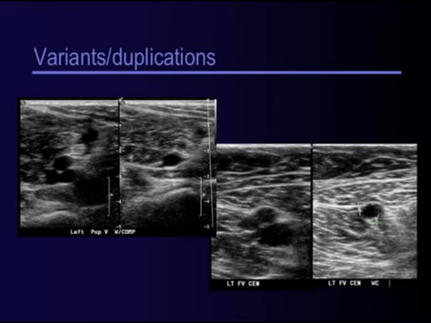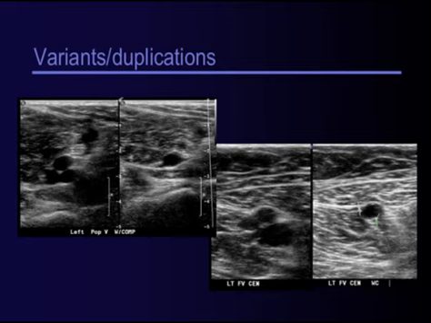Some variants to be aware of. 25 to 35% of popliteal veins are duplicated or bifid. Others believe that this may be related to a high bifurcation of the posterior tibial and peroneal trunks. 20 to 40% of femoral veins are also duplicated.